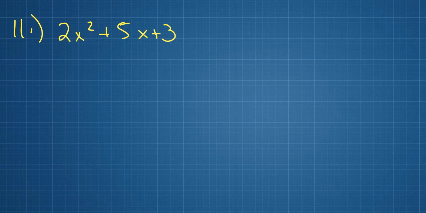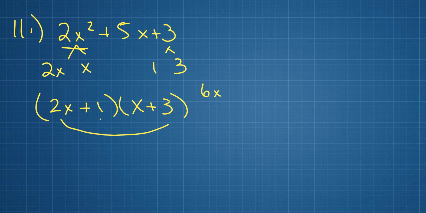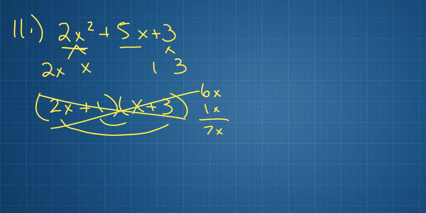All right, number 11 is 2x squared plus 5x plus 3. Now that the number is bigger than 1, the adding shortcut doesn't work. So I have 2x and x, 1 and 3. I'm just going to guess 2x plus 1, x plus 3. I have to check it. I do the outside, I get 6x. The inside, I get 1x. Together, that's 7x. That's not what I want, so that is not the right combination.